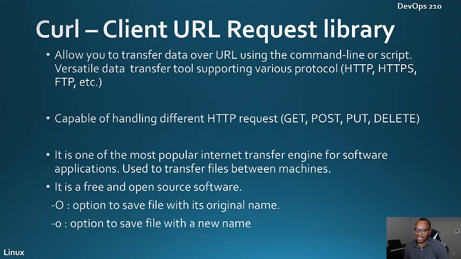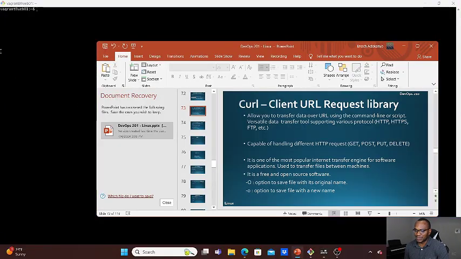So basically, I can just run curl on my shell with any URL, and it will give me the source code of the URL on my shell. Let's try that.